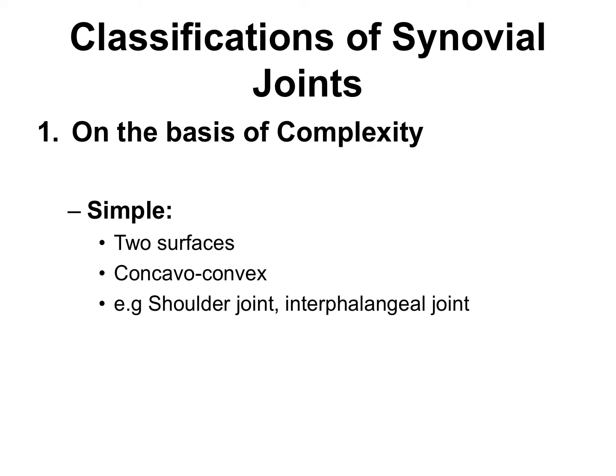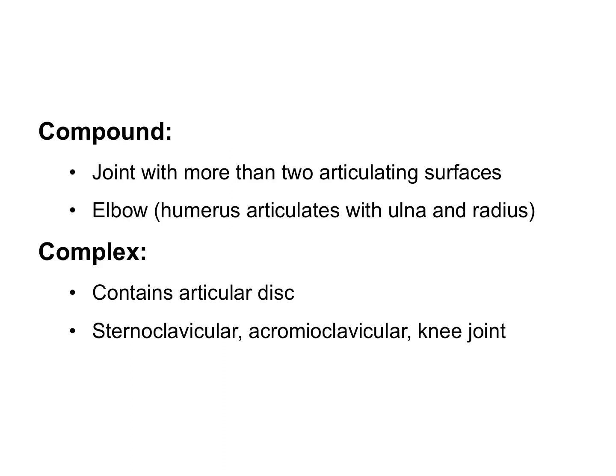Simple joints, in which there are only two surfaces, one is concave, the other one is convex. Examples include shoulder joint, interphalangeal joints. Then we have another type, that is a compound joint, in which there are more than two articulating surfaces. Best example is the elbow, in which the humerus articulates with the radius and ulna.